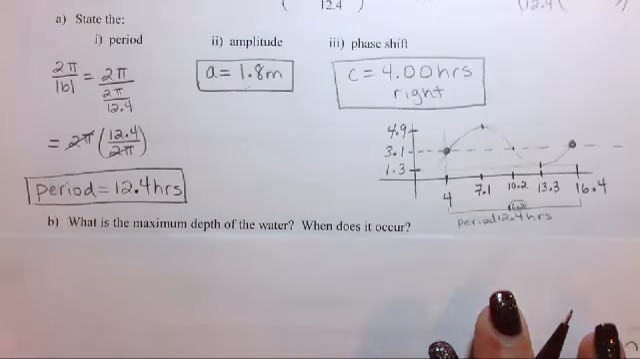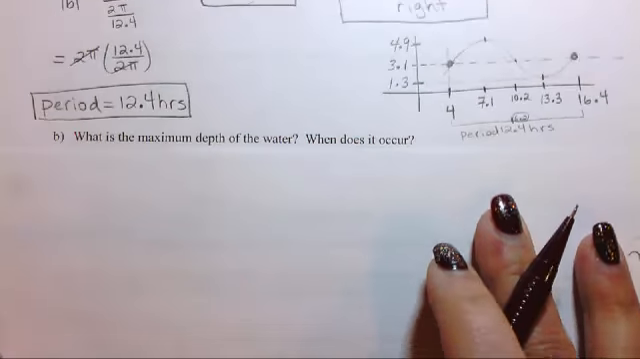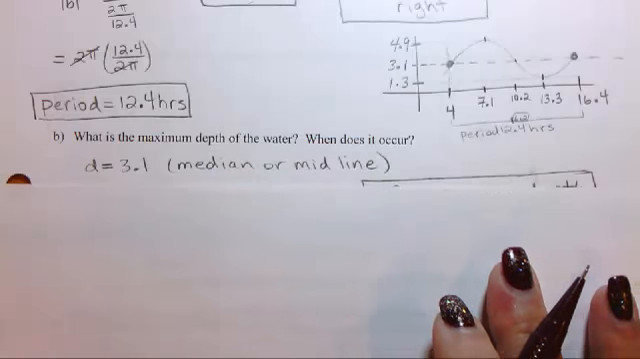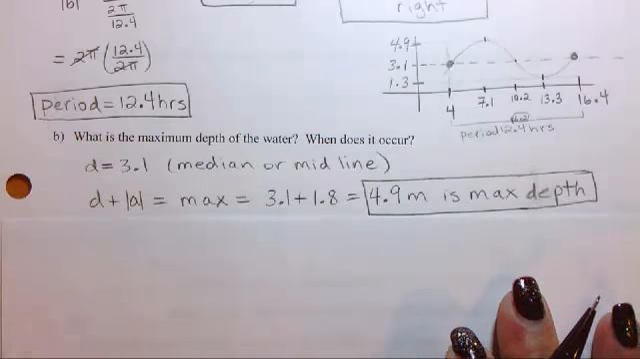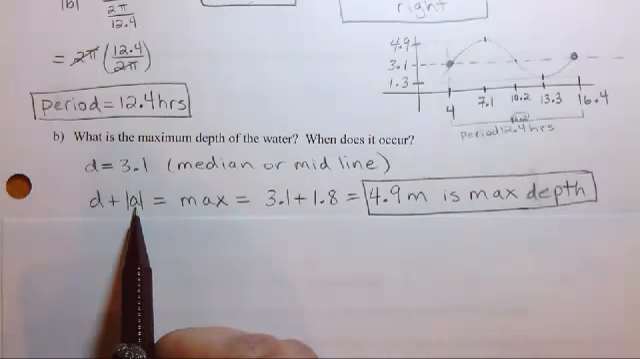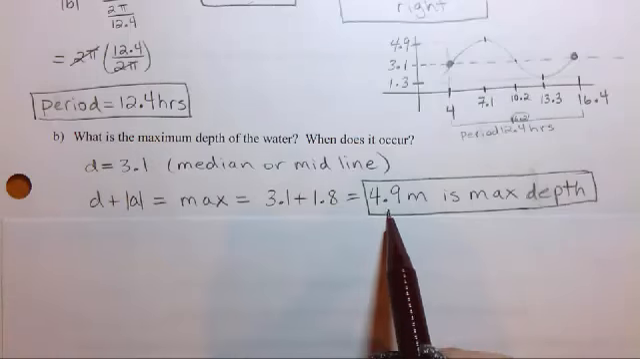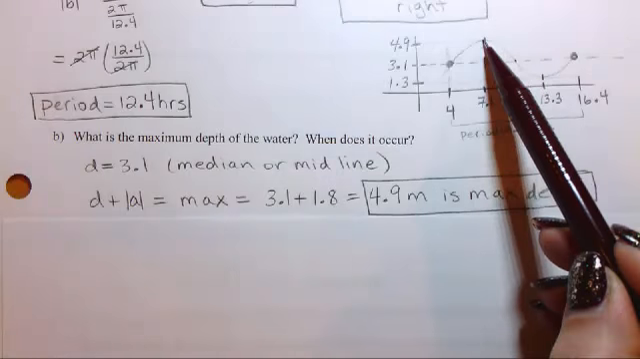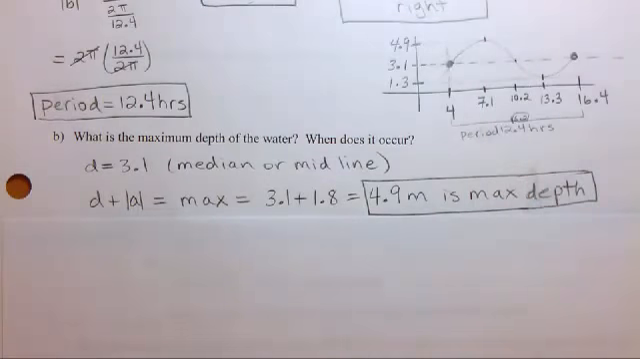All right. Now it asks, what is the maximum depth and when does it occur? The max depth is my midline plus my amplitude, and that's 4.9. So this right here is 4.9. That's the maximum depth that the water reaches. Now, when does that occur?